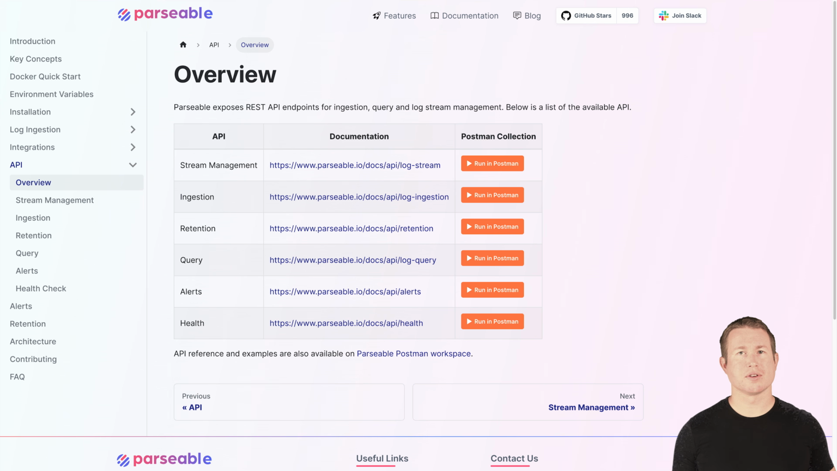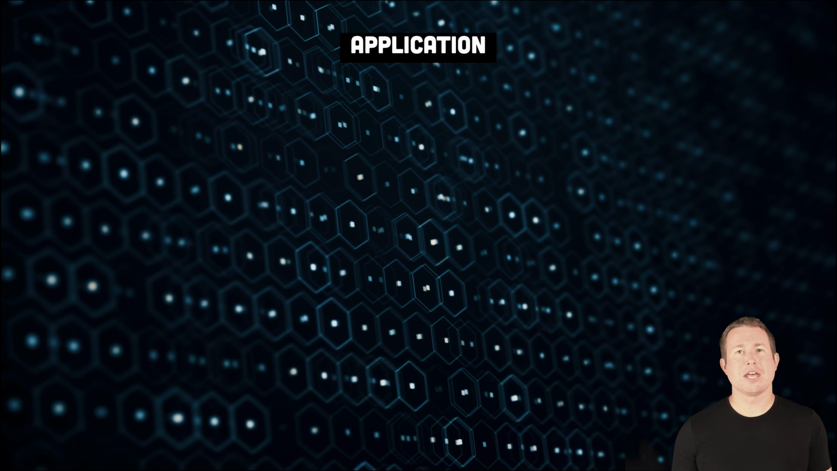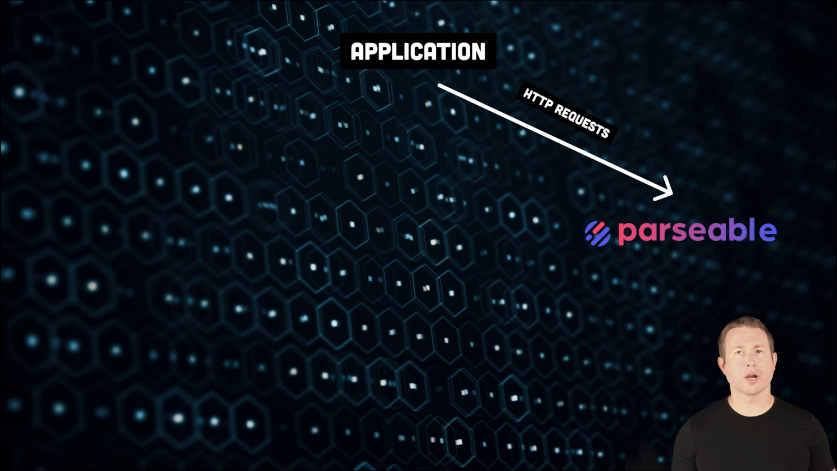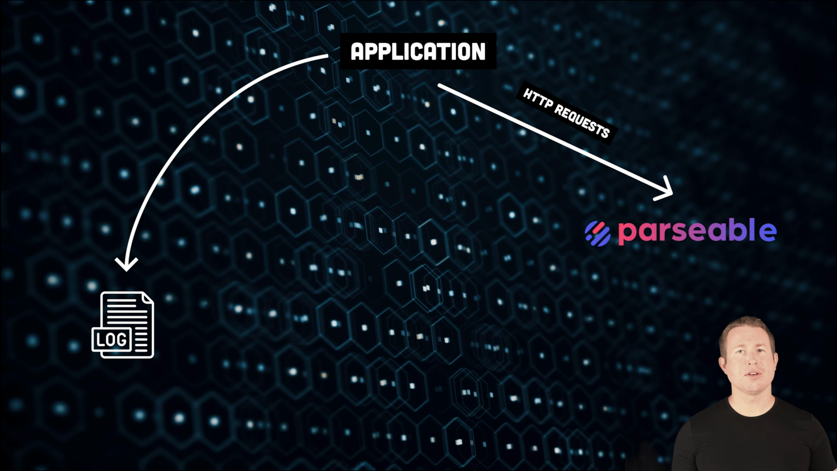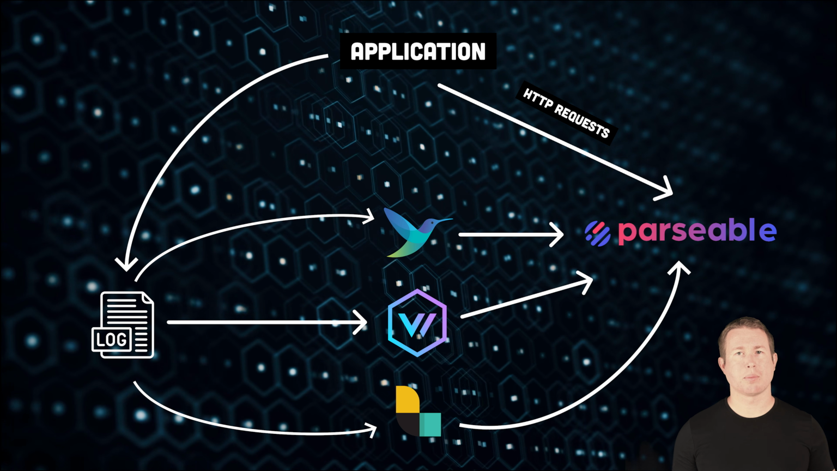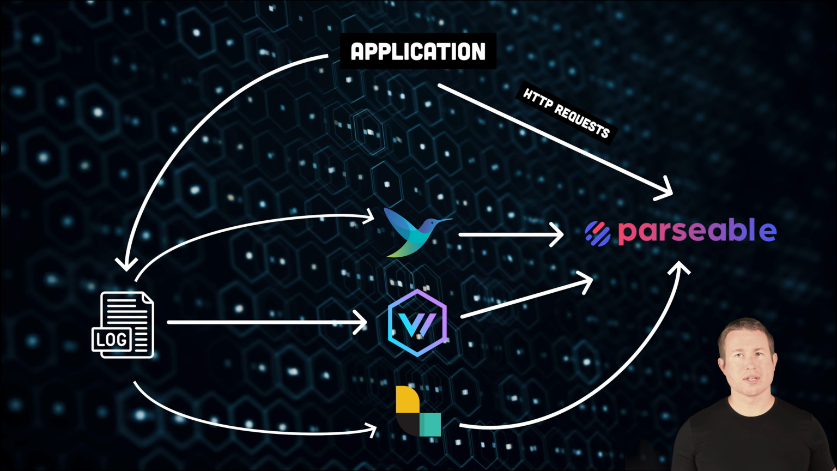Well, Parseable has a server-side component which exposes REST APIs for the submission of log events. Your application can either submit log events directly via HTTP requests to the APIs, or it can just write logs to files on disk, and you can use a logging agent like FluentBit, Vector, or Logstash to send that log data to Parseable. We are going to dive more into what that looks like in this video.